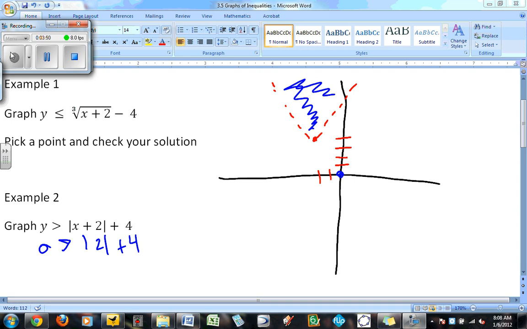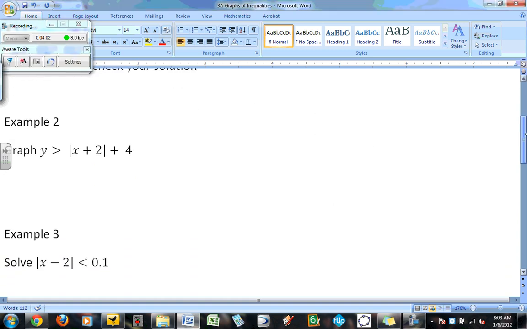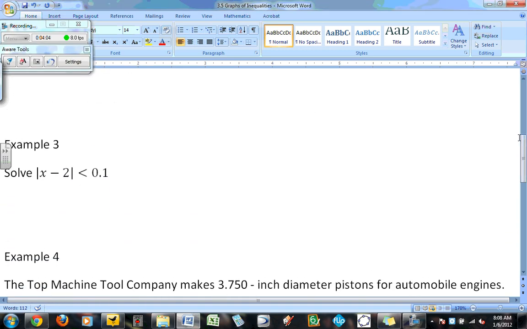We just got done graphing that equation, and we shaded in the inside because the point we picked was false. So we're going to shade on the other side of the line from the point that we picked. All right. Moving on. Again, we have another absolute value problem.